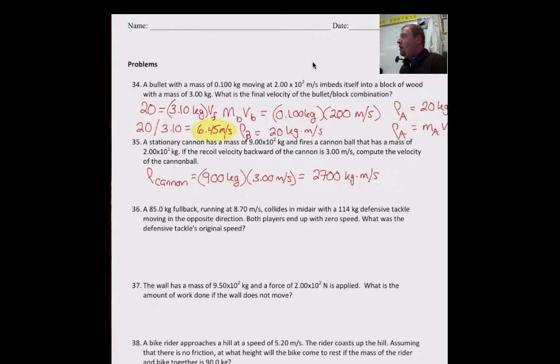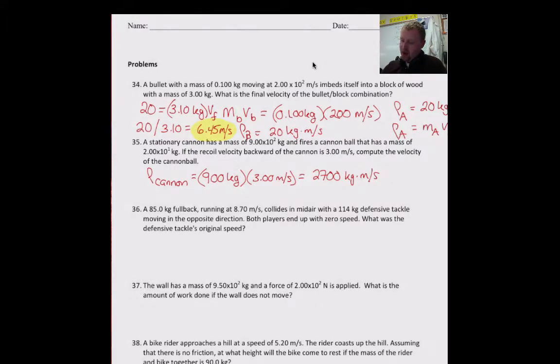Now, the cannonball has to have equal and opposite momentum. Because the cannon is moving with positive velocity, the cannonball will have to be moving with negative velocity. So the momentum's not going to change; it's going to be 2,700. And if we divide the mass of the cannonball into that number, we will get our velocity.